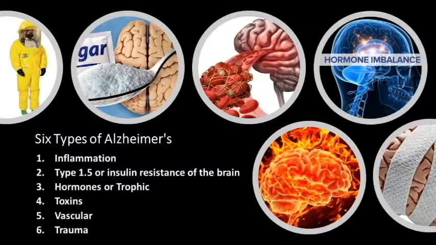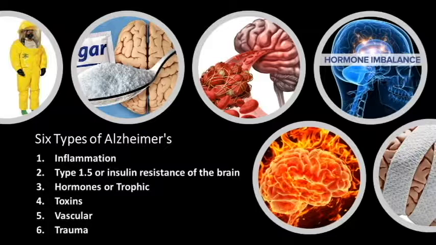The first one is inflammation. The second one, Dr. Bredesen calls type 1.5. It doesn't really matter what you call it, because no one's really put diagnosis codes to these 6 different types. But type 1.5, as Dr. Bredesen calls it, is people dealing with insulin resistance in the brain. Type 3 is people dealing with trophic, as Dr. Bredesen calls it, meaning they don't have the nutrients or the hormones that the brain needs to work the way it's supposed to. And then the 4th one would be people dealing with toxins.